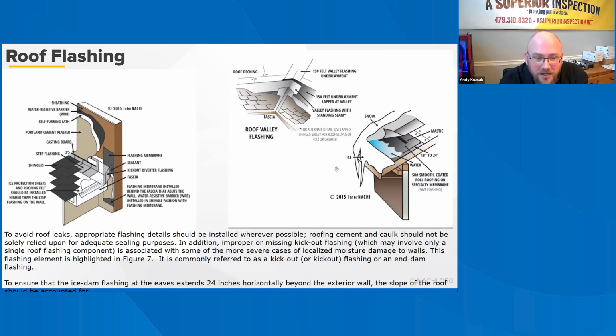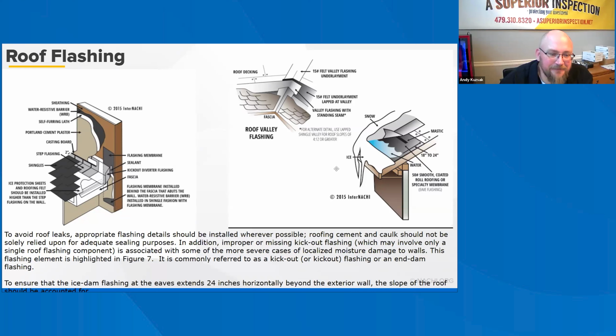Roofing cement and caulk should not be solely relied upon for adequate sealing purposes. In addition, improper or missing kickout flashings, which may involve only a single roof flashing component, is associated with some of the more severe cases of localized moisture damage to walls. This flashing element is highlighted in Figure 7, which is on the left-hand side. It is commonly referred to as a kickout flashing or an end dam flashing or a diverter flashing.